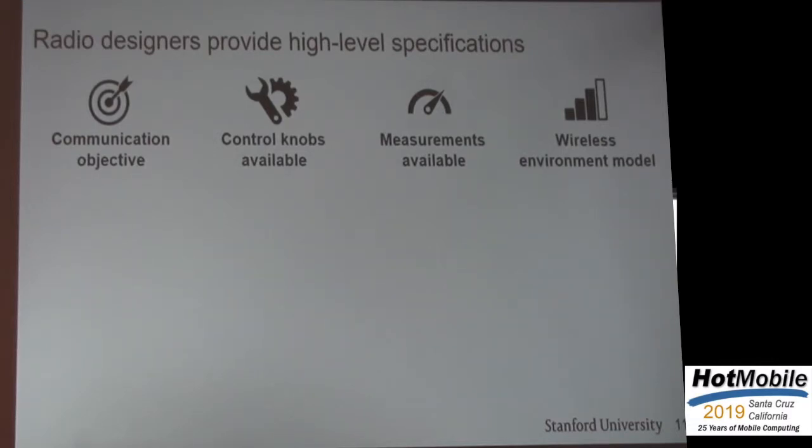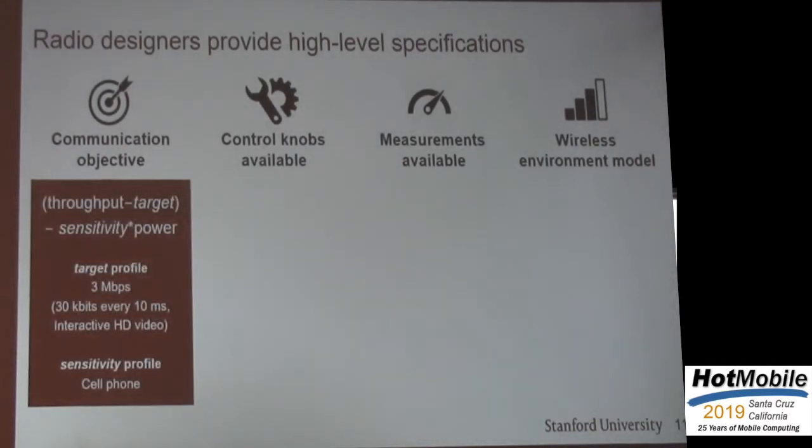Let's look at an example. Let's say the designer wants to optimize a radio in a mobile phone to meet a throughput target of 3 megabits per second in uplink while minimizing transmit power. This could be a typical scenario in, say, video conferencing, like the case Pan was presenting earlier. So in this case, the objective function might look something like this, where we want to increase throughput and decrease the power consumed.